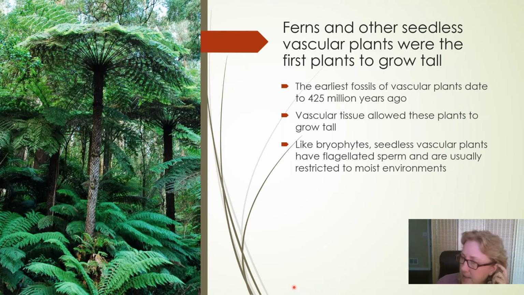Ferns and seedless plants that had vascular tissue were the first tall plants. Non-vascular plants cannot grow tall. They don't have a way to move water around in a large organism. But ferns and their relatives are vascular. They have tubes inside of the stems that allow water to be transported around. So these plants created the first forests and were the first really tall plants.